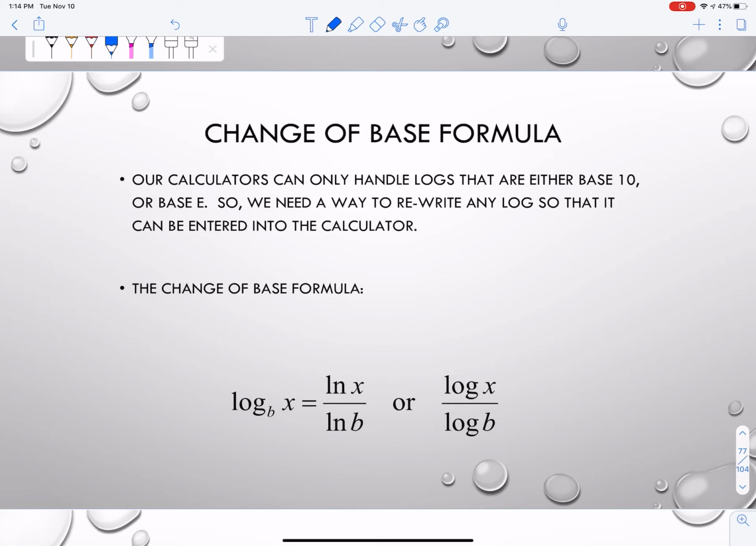Remember, the base of my original log becomes the base of my fraction when I use the change of base formula, and my quantity goes to the numerator. I've always remembered this as the base of the log goes to the base of the fraction. It's an easy way to keep it straight.